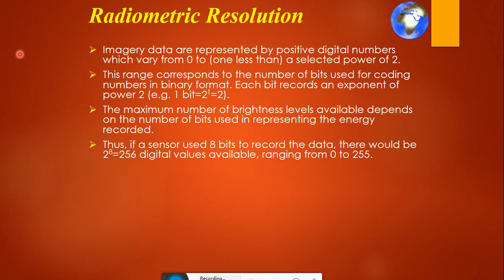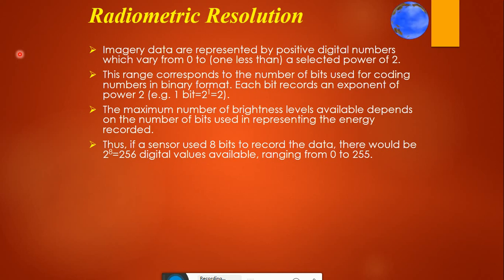The maximum number of brightness levels available depends on the number of bits used in representing the energy recorded. Thus, if a sensor uses 8 bits to record the data, there would be 2 to the power 8, that is 256 digital values available, ranging from 0 to 255. These are the different pixel values. 0 will be the maximum darkness, in a pixel palette form.